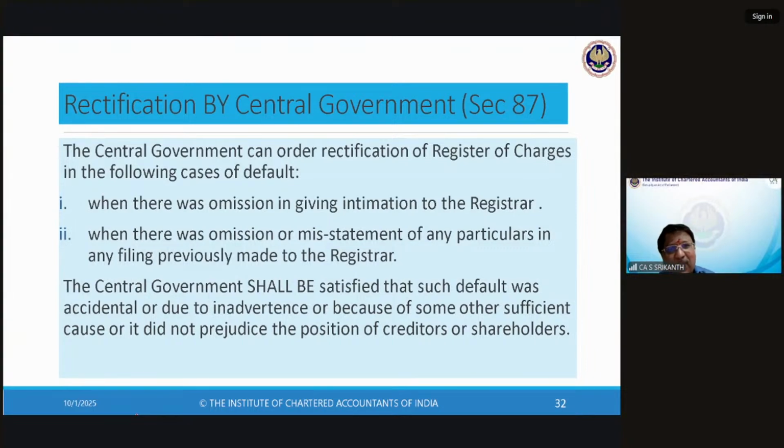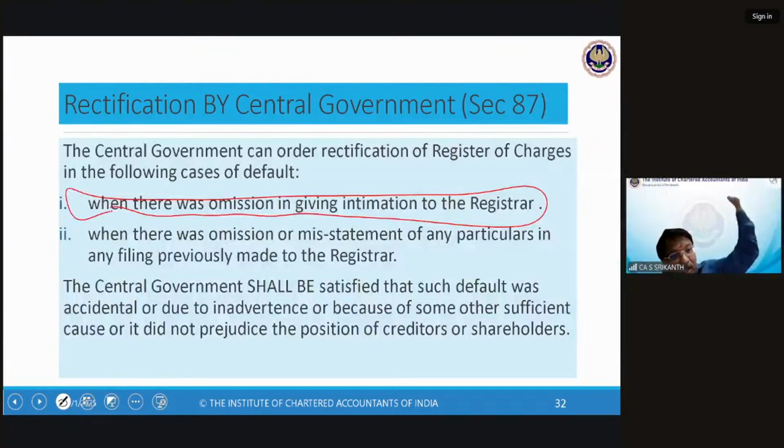Then we make an application to the central government for an order of rectification of the register of charges, where there was an omission in giving intimation, or omission or misstatement of any particulars. It's a genuine misstatement, not intentional, but while mentioning something you mentioned wrongly, the charge was registered wrongly. Now you want to rectify it. You can. But this is more important: where there's an omission, even beyond 120 days you can go. But that's a long-winded process.